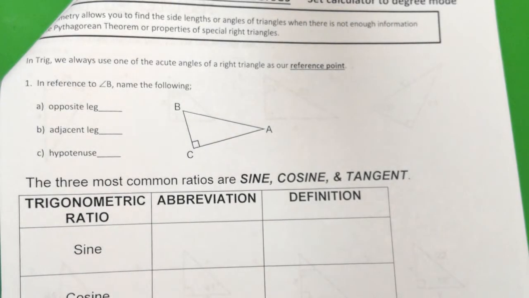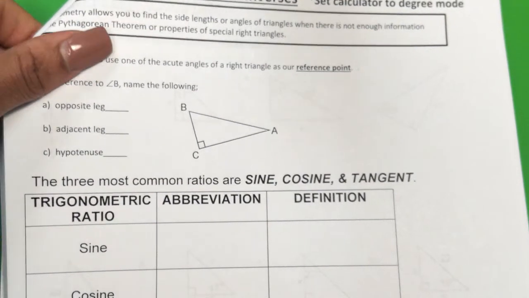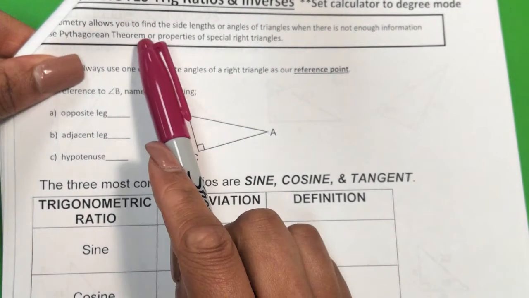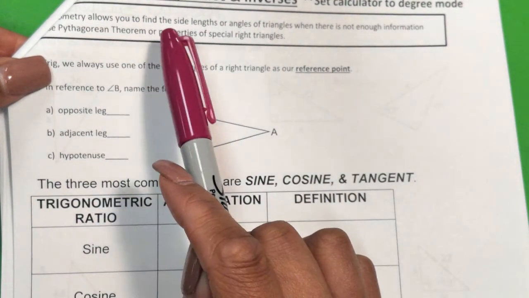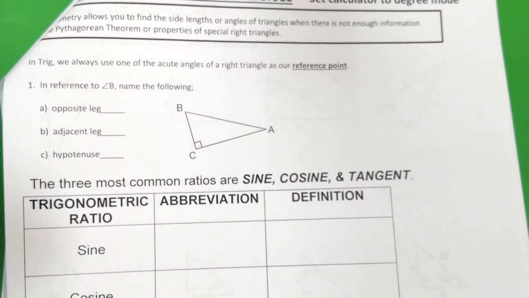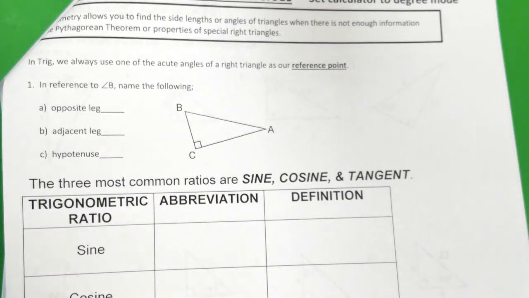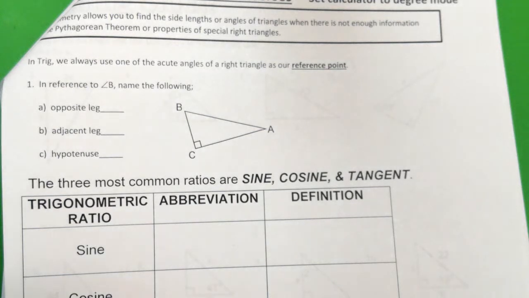Hello class, so we're on to 9.5 notes over trig ratios and their inverses. Geometry allows you to find the side lengths and angles of triangles when there's not enough information to use the Pythagorean theorem. So this is where trig comes into play. In trig, we use only one of the acute angles of a right triangle as our reference point. Sometimes you're given just one angle or just one side, and you are able to find the other missing parts based on that one set of information.